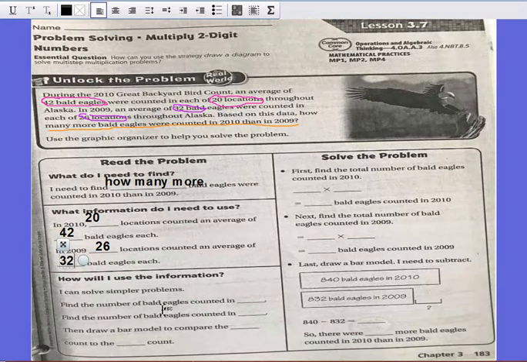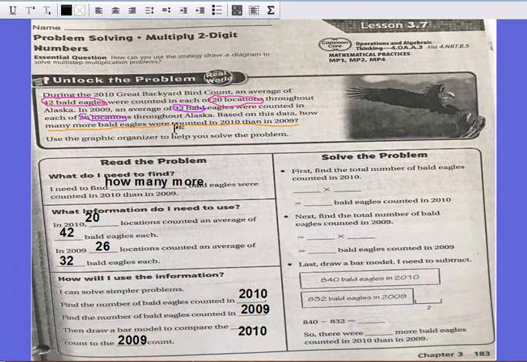Okay. So how will I solve the problem? I can solve simpler problems. So find the number counted in 2010, which we did, and we got that all circled. Find the number of bald eagles counted in 2009. Okay, so remember we're trying to find the difference between the two. Then I can draw a bar model to compare the 2010 count to the 2009 count.